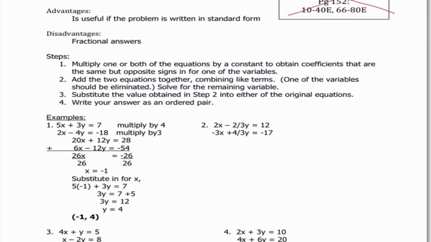Now I can substitute into either of these two equations. I chose to use the first one. And when I substituted in for x, I got that y was equal to 4. So the final thing we're going to do is write our answer as an ordered pair, negative 1, 4, and then as always I should double check and see if that works. So in this case, negative 5 plus 12 is 7. That works. And negative 2 minus 16 is negative 18. So that works. So let's go ahead and move on to number 2.